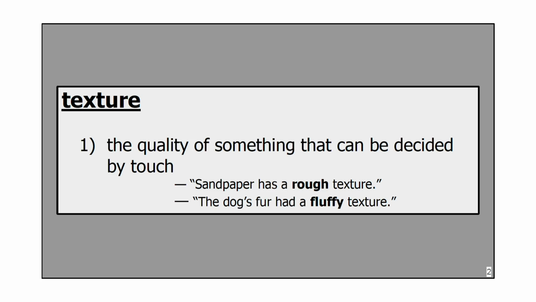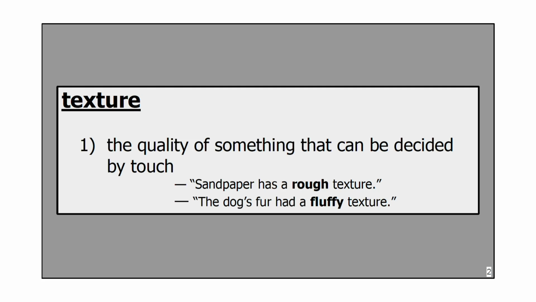Here is another example of the definition in a sentence. The dog's fur had a fluffy texture. In this sentence, the word fluffy describes the quality of the dog's fur. Of course, not all dogs have fluffy fur. This is why we write texture, to clarify the quality of something as opposed to other things.